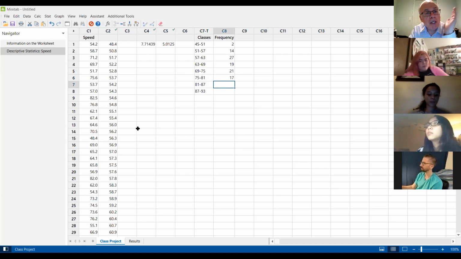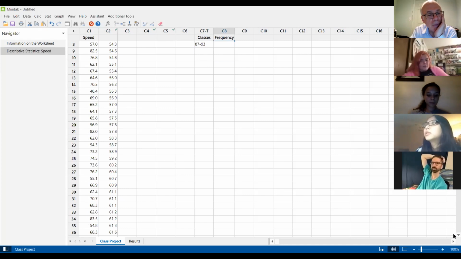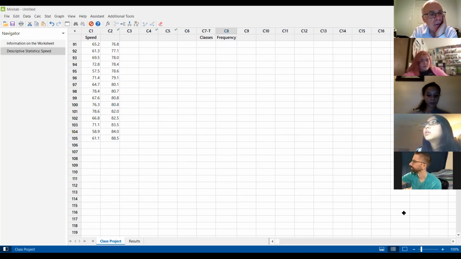It's a little tedious, but at least with ordered numbers, you don't have to worry. Can you picture doing this with unordered numbers? It would take forever, wouldn't it? You'd have to write a little computer program to do it. The next one is 81 to 87. Easy in this case because there's 1, 2, 3, 4 of them. There's 4.